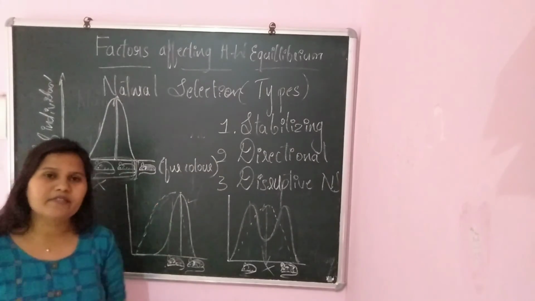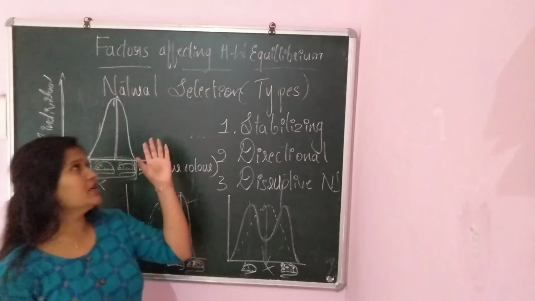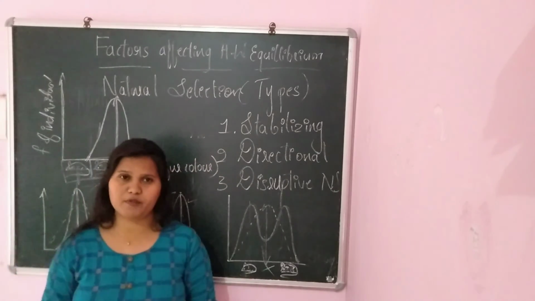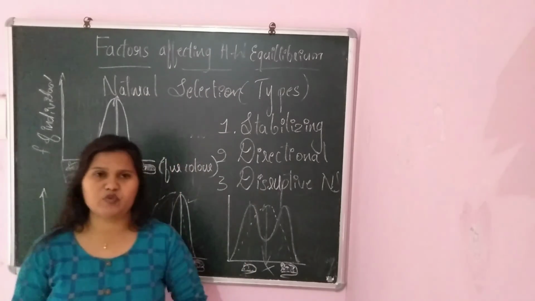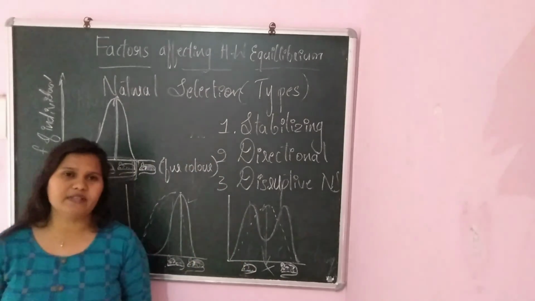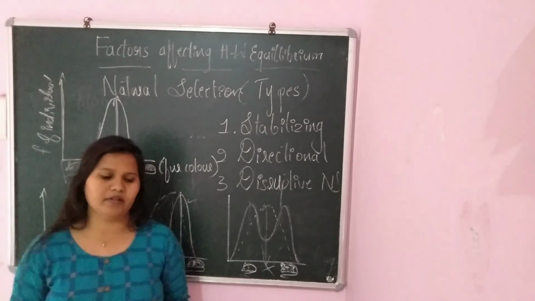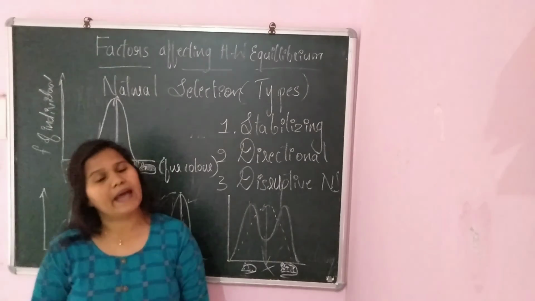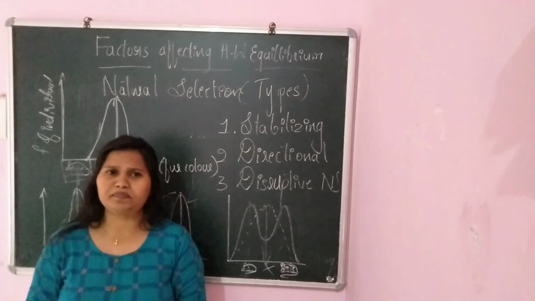So with this we will finish off the factors which affect the Hardy-Weinberg equilibrium. There are mainly 5 factors which we have studied, 3 in the previous class, and in today's class we have studied the 2 factors.